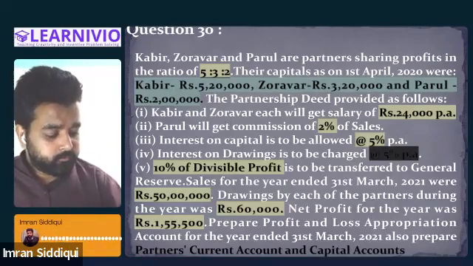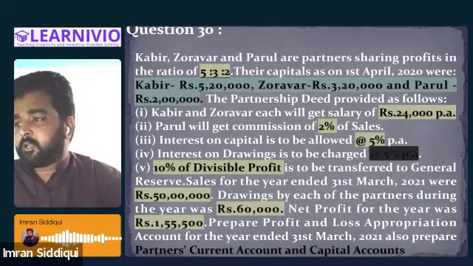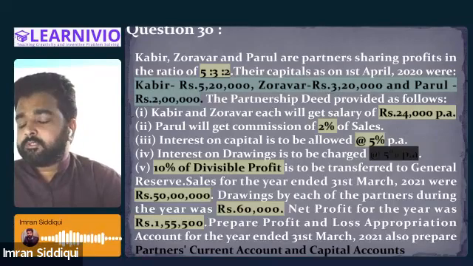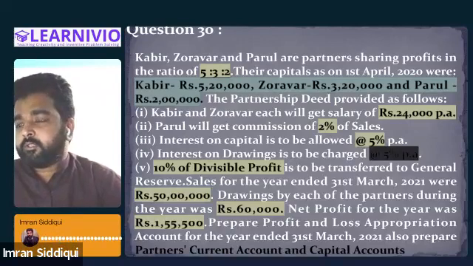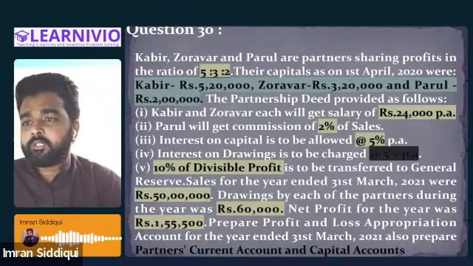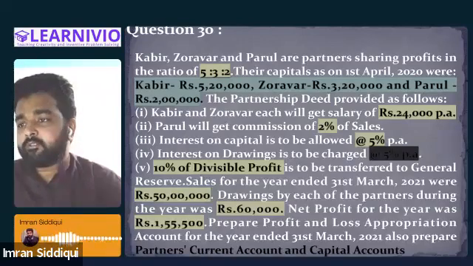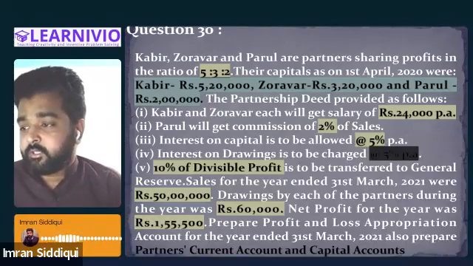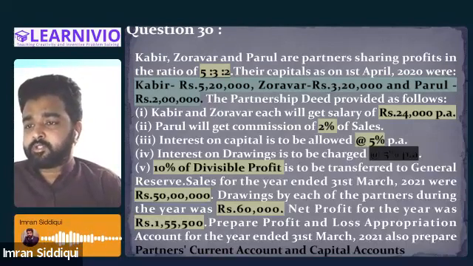It says Kabir, Zorawar and Paru are partners sharing profits in the ratio of 5:3:2. Their capital as on 1st of April 2020 was 5,20,320 and 2 lakh respectively. The partnership deed provides as follows. Kabir and Zorawar each will be getting a salary of 24,000 per annum. Sorry, Parul will be getting a commission of 2% on sales.